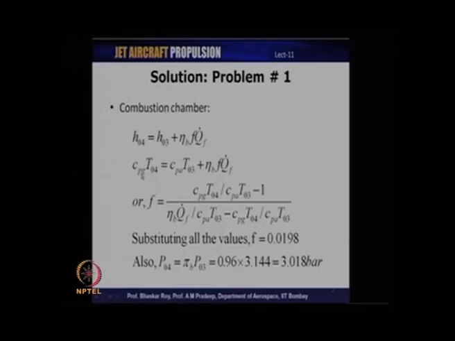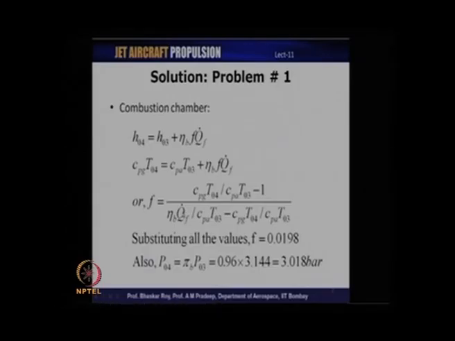So Cpg here corresponds to the specific heat of the combustion product. Cpa corresponds to the specific heat of air. So all these numbers are known to us now. So F we can simplify, and that would be equal to Cpg into T04 divided by Cpa into T03, minus 1, divided by burner efficiency or combustion efficiency into Q dot F divided by Cpa T03 minus Cpg T04, by Cpa T03. Now we'll assume a value of Q dot F because it's not explicitly stated in the problem.